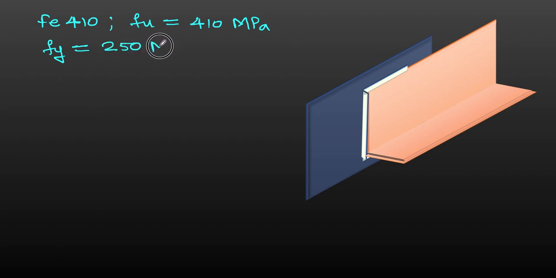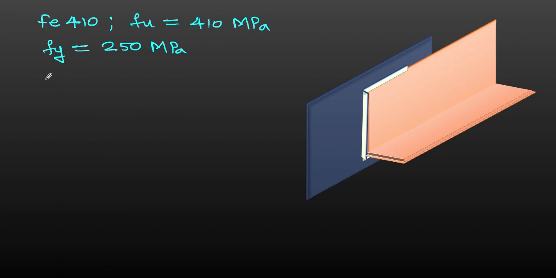It is mentioned that we have to use Fe 410 grade of steel. Fe 410 grade of steel means what? Its ultimate stress Fu is equal to 410 MPa, megapascal, or Newton per mm square, and its yield stress Fy is equal to 250 MPa, which is nothing but Newton per mm square.